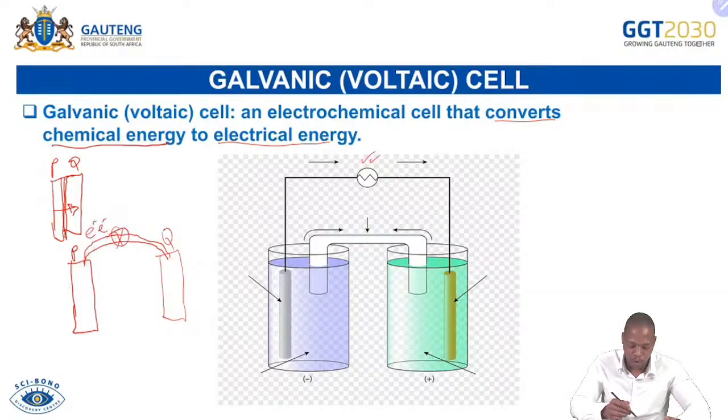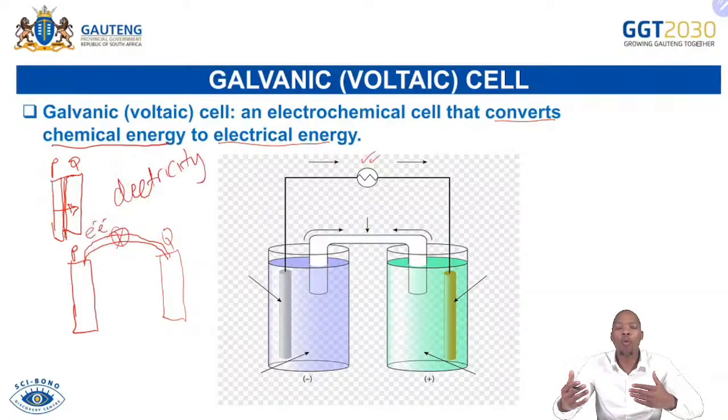And what is the flowing of the electrons? That is electricity, grade 12. Electricity is the flow of charges, or it's electric current at least. So that flow of charges is electricity. So these people said, we can take advantage of this spontaneous reaction that is happening, where we know that P will always give electrons to Q.